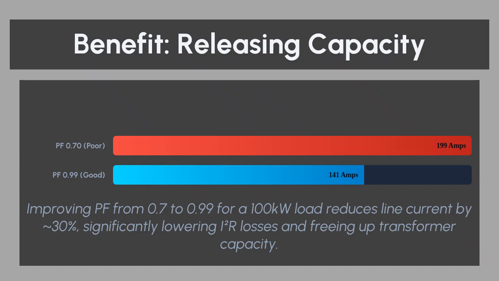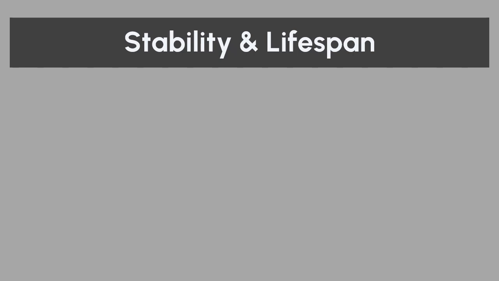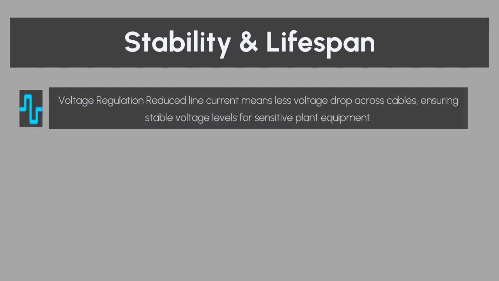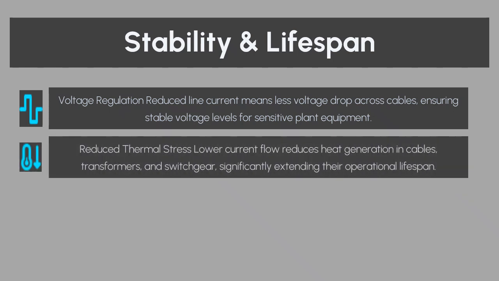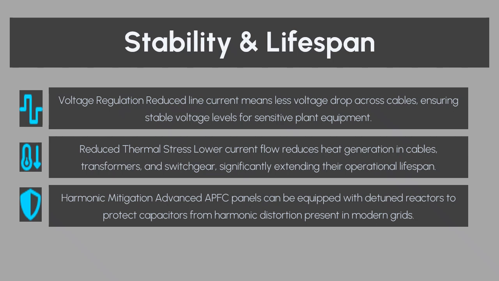Stability and lifespan. Beyond cost savings, APFC systems enhance overall power quality. By reducing current, they minimize voltage drops, leading to superior voltage regulation for sensitive equipment. The lower thermal stress significantly extends the lifespan of all upstream components, including switchgear and transformers. Furthermore, modern APFC panels often incorporate detuned reactors to protect the capacitors and the network from potentially damaging harmonic distortion.